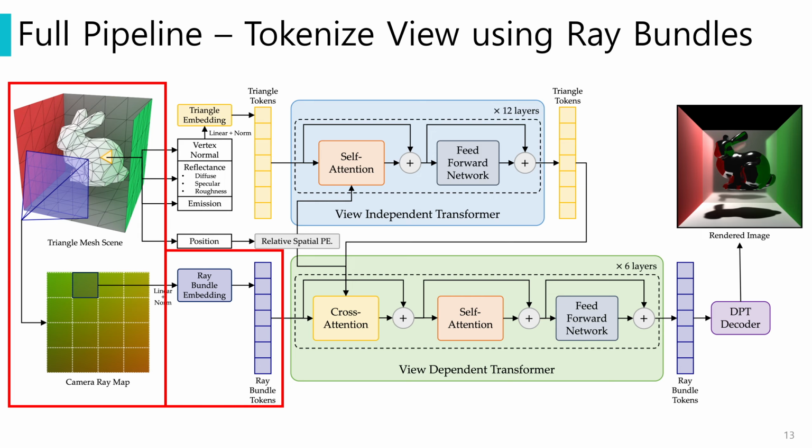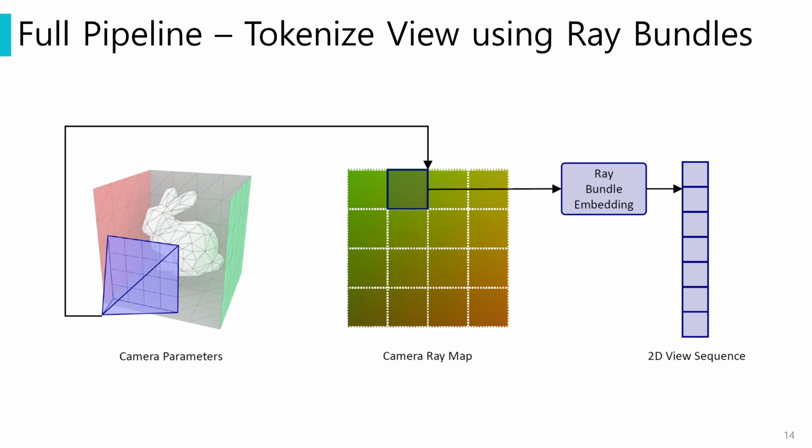The second input to the pipeline is the camera view. This information also needs to be tokenized. So based on the camera parameters, RenderFormer generates a ray map. For performance reasons, instead of processing individual rays, it groups them into ray bundles, where each bundle corresponds to an 8 by 8 pixel patch. The directions of these rays are then embedded into a ray bundle token. This creates a second sequence which represents the 2D camera view.